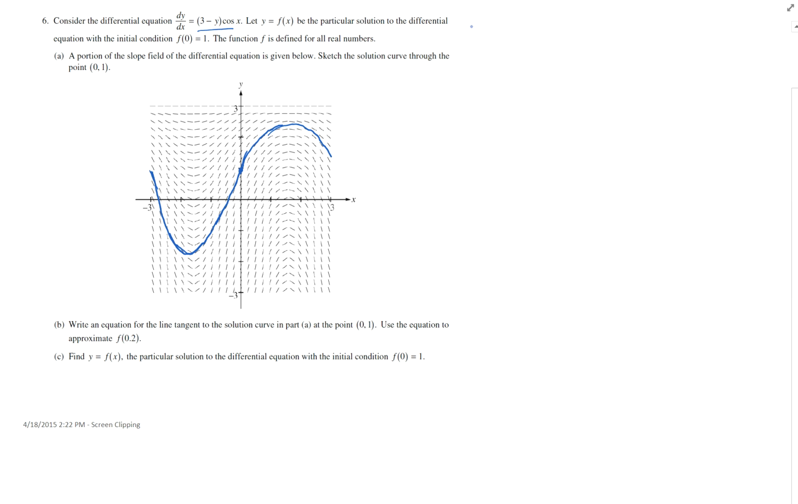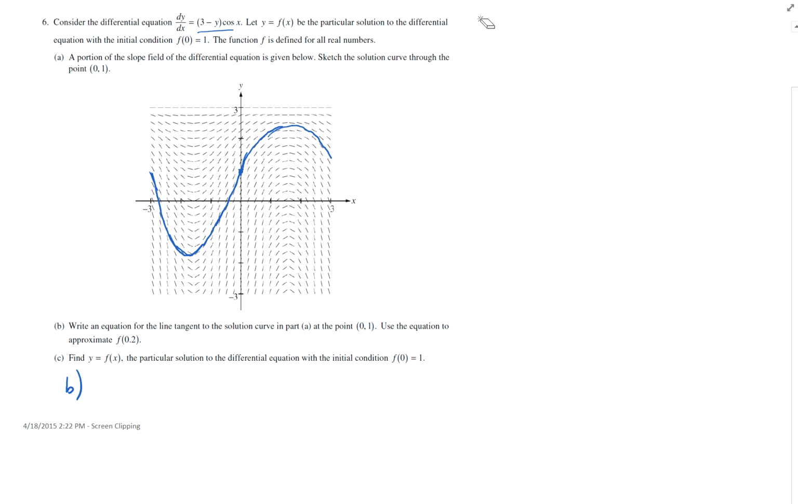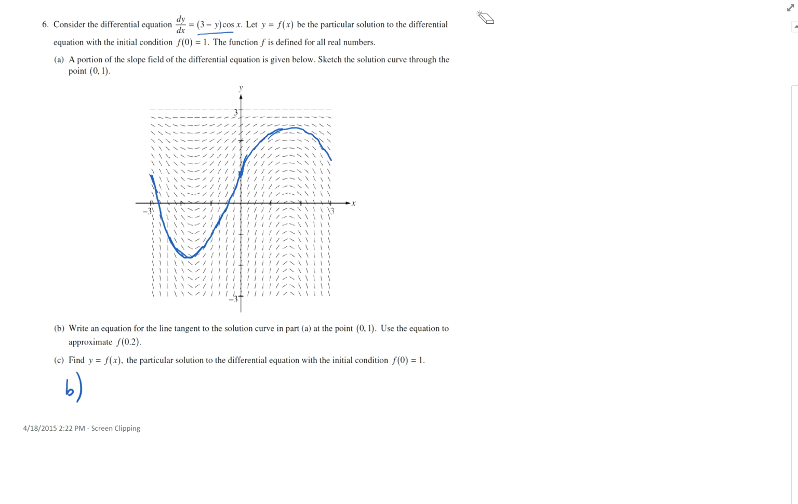B. Actually, I'm going to do B down here, and then C we'll do on the right side, because that's going to be the longest part. So plus 1. Write an equation for the line tangent to the curve in part A at the point (0, 1). Use the equation to approximate f(0.2).